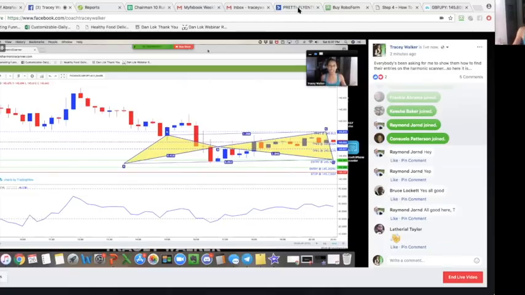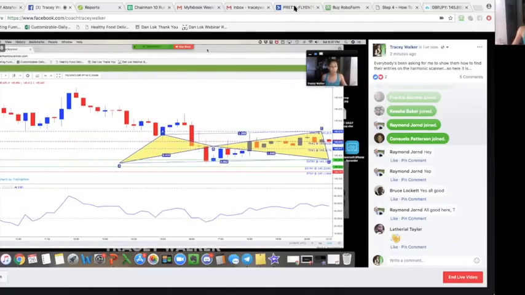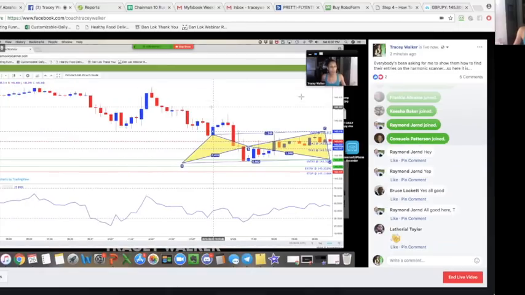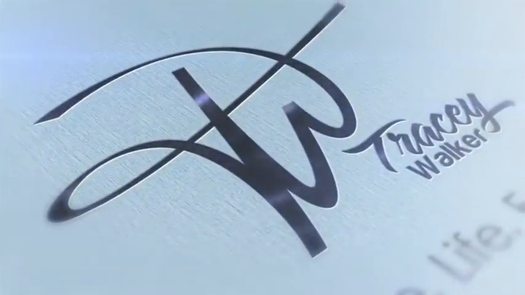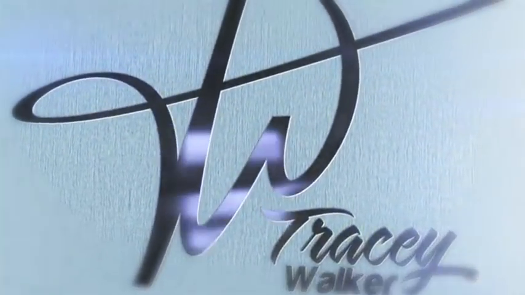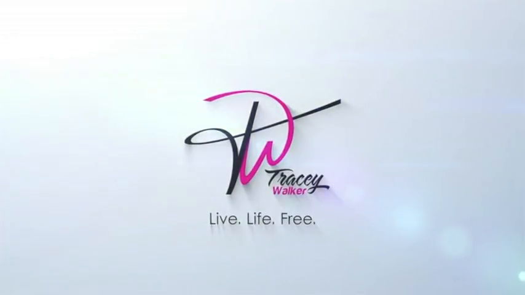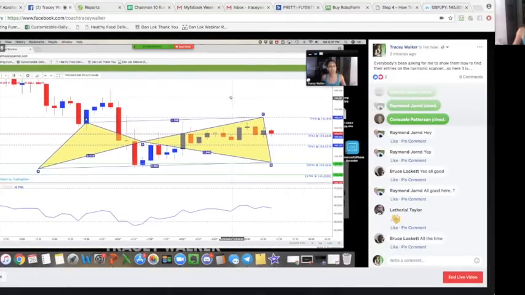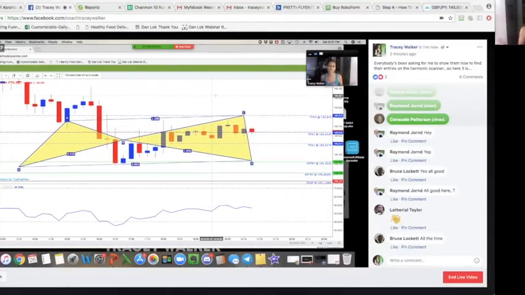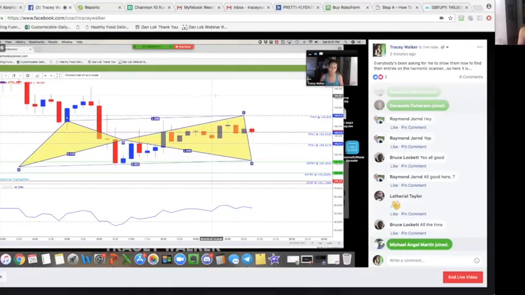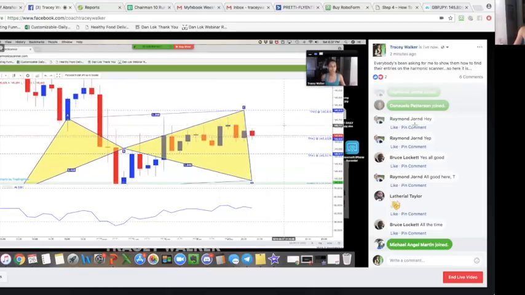So like I said, what I'm going to do is share with you myself how to find your entries on the Harmonic Scanner, okay? For those of you that don't know what the Harmonic Scanner is, it is one of the tools and resources that we have at iMarkets Live that allows you to identify entry points when the market is making a reversal. So the Harmonic Scanner picks up pattern reversals, okay?